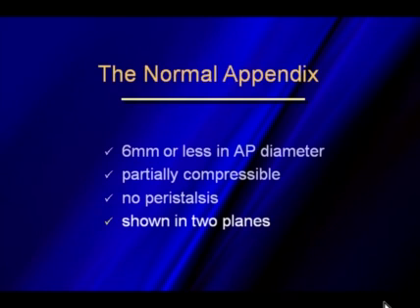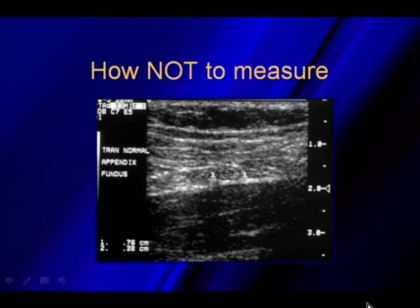It is key to make sure that you do visualize this in 2 scan planes. What can happen is you can take a loop of small bowel, and by compressing, you can make it look just like the long axis view of a normal appendix. But when you rotate your transducer 90 degrees, you'll not get the target lesion. Only the appendix will give you that target lesion. So it is key to make sure you do scan in 2 planes.